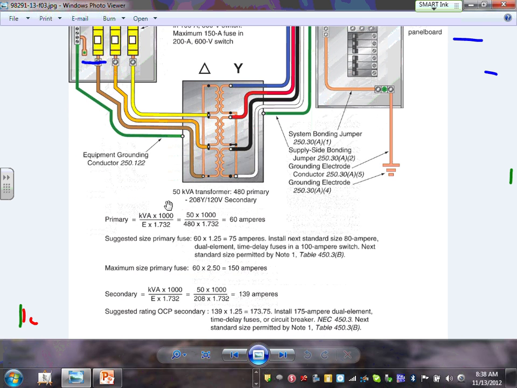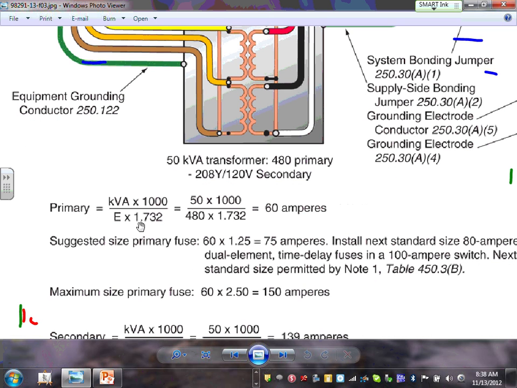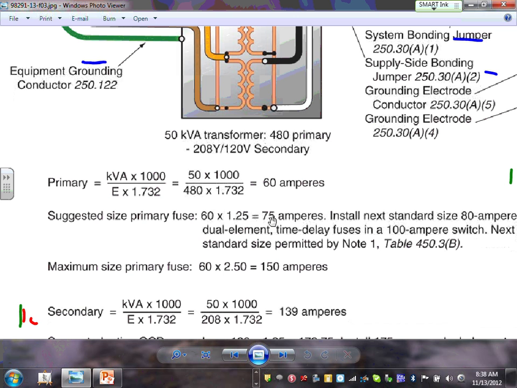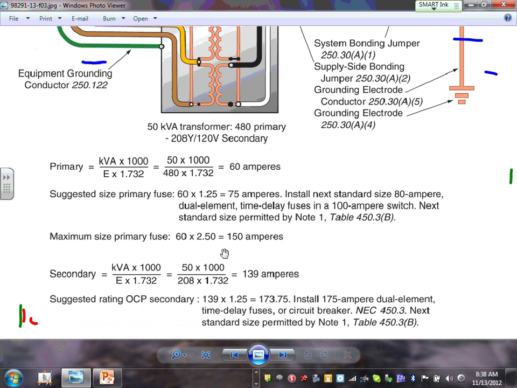For the panel, I have the transformer is 50 kVA, 480. Can you guys see how they sized it? We're going to be doing an example like this next semester. The same example almost. 50 kVA divided by 480 gives you 60 amps. Continuous load for conductors, they size the conductor based on continuous load, 75 amp. The overcurrent protection device is 2.5 from the table, 150. Then they went into the secondary side, 208, gives you 139. They size the conductor and the overcurrent protection device based on 125.